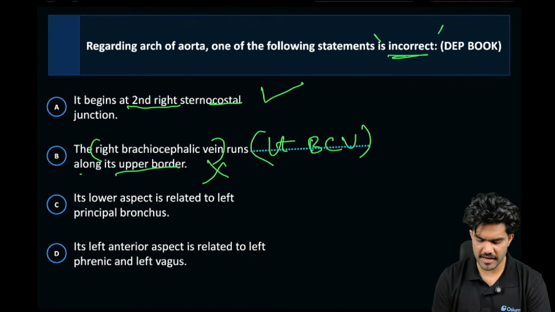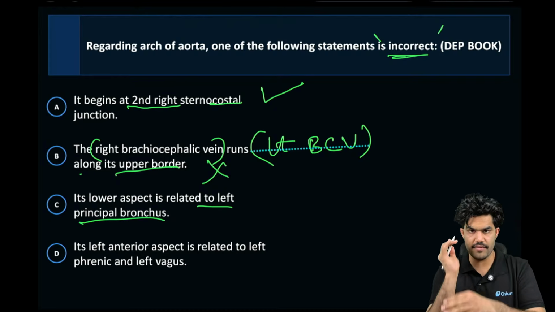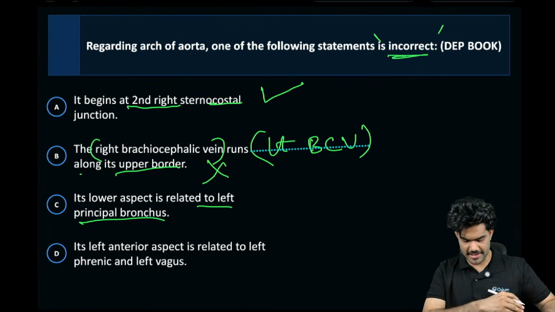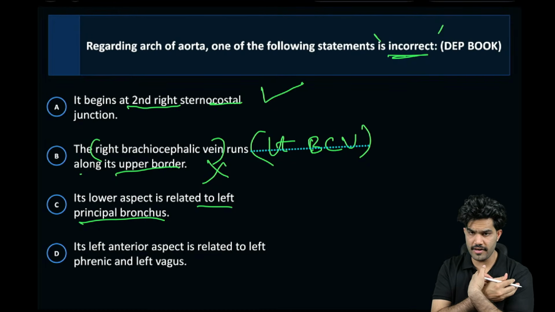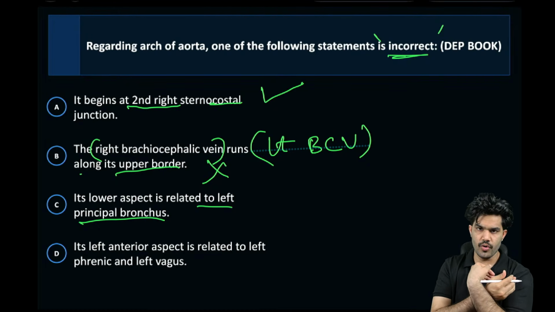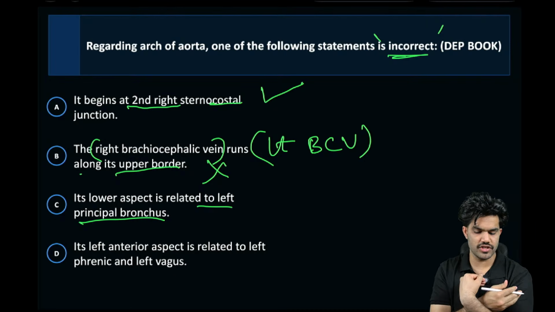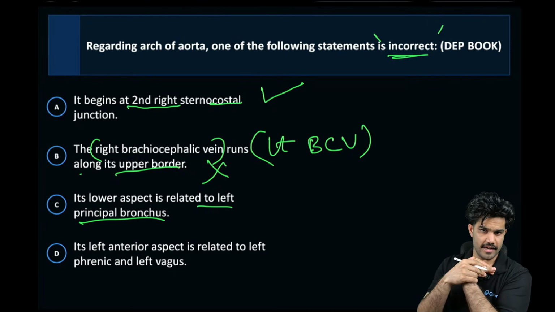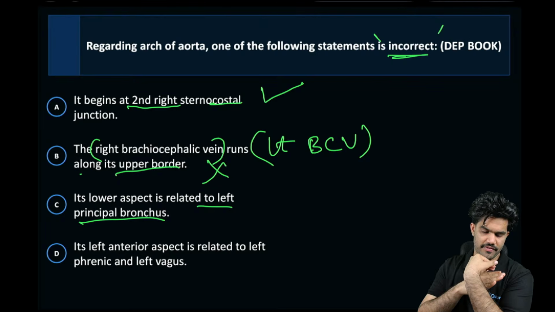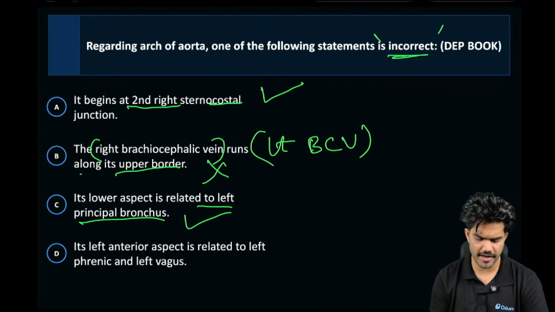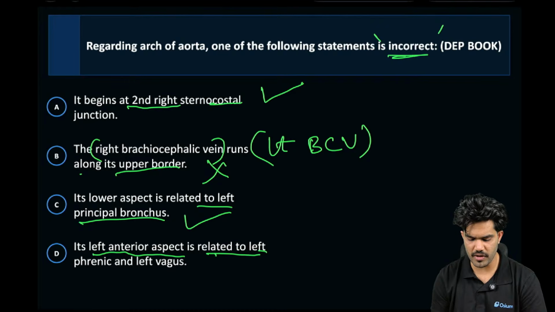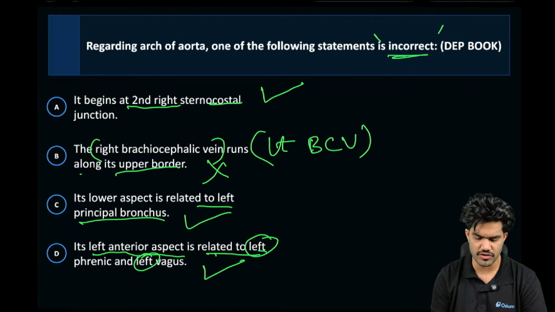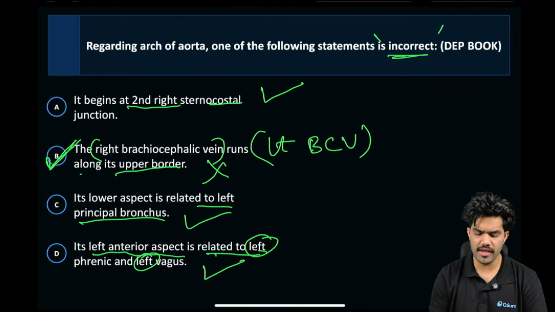Its lower aspect is related to the left principal bronchus. I have told you before itself. See, it arches, it hooks above the left bronchus. So if this is the arch, below who is there? Left bronchus. So this will be the right answer. Its left anterior aspect is related to the left phrenic and left vagus. Yes, this is also true. So the wrong statement will be B.